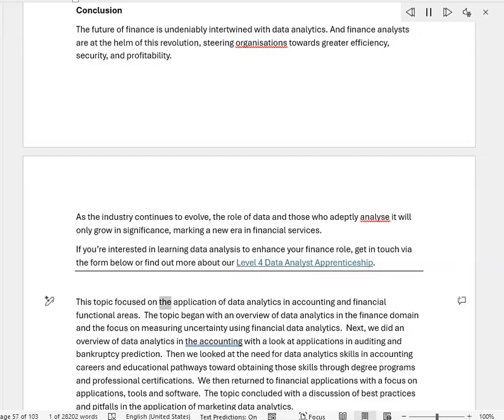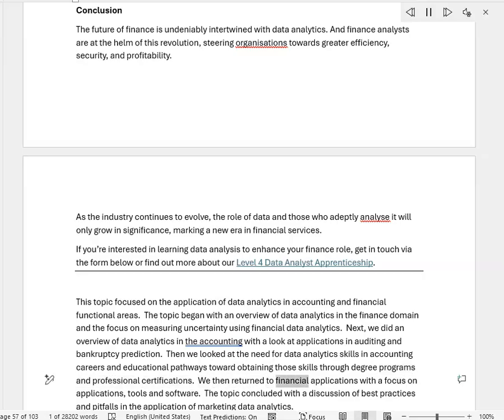This topic focused on the application of data analytics in accounting and financial functional areas. The topic began with an overview of data analytics in the finance domain and the focus on measuring uncertainty using financial data analytics. Next, we did an overview of data analytics in accounting with a look at applications in auditing and bankruptcy prediction. Then we looked at the need for data analytics skills in accounting careers and educational pathways toward obtaining those skills through degree programs and professional certifications.